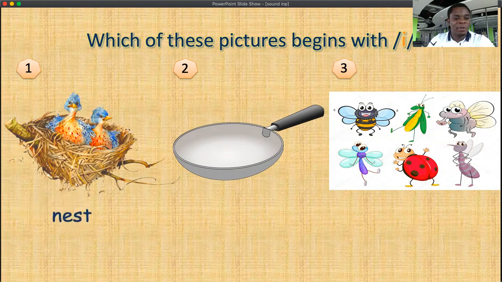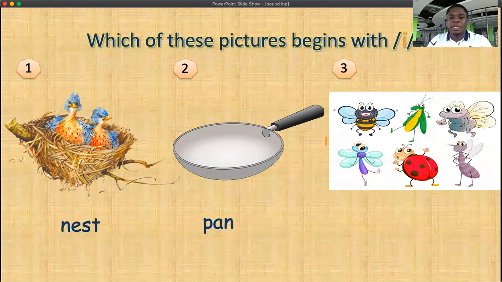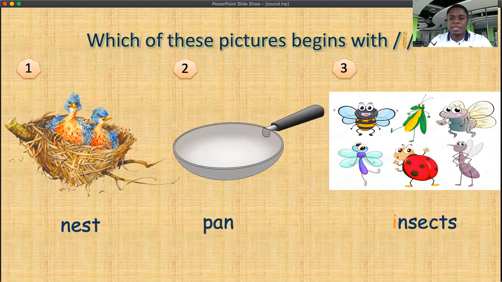Number 1, what is number 1? Nest. Does it begin with E? No, not this one. Surely not. And number 2, pan. E. No, there's no E. And number 3, insects. Insects. Yes, it begins with an E sound. E. Insects. Beautiful. Now let's look at another slide.